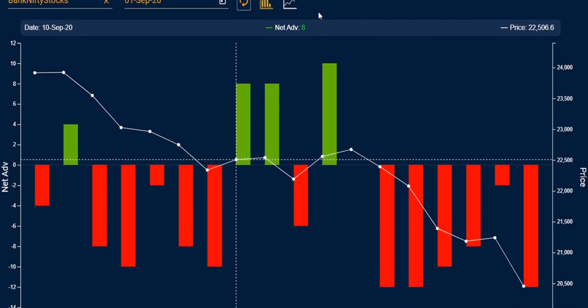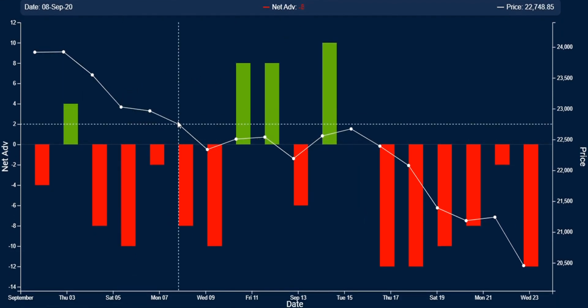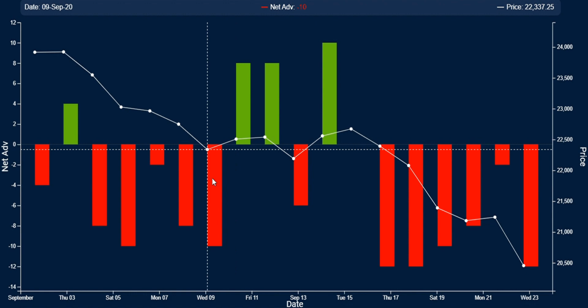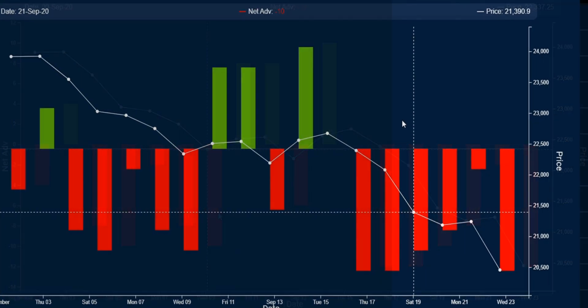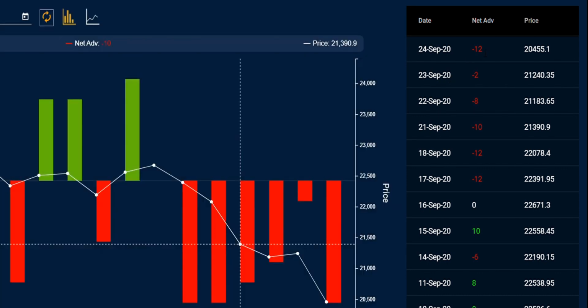Now moving towards the graph. On the graph, the white line indicates the price. The green indicates the net advances. And red indicates the net declines. Looking at the right side of the screen, you have the tabular view in which you have the date wise net advance decline and the price.